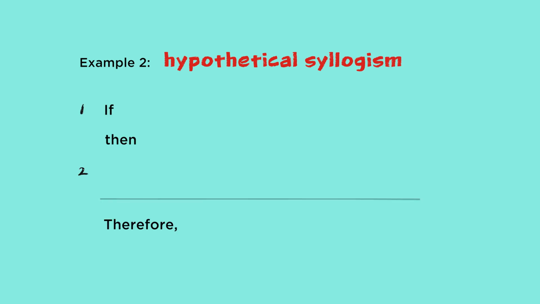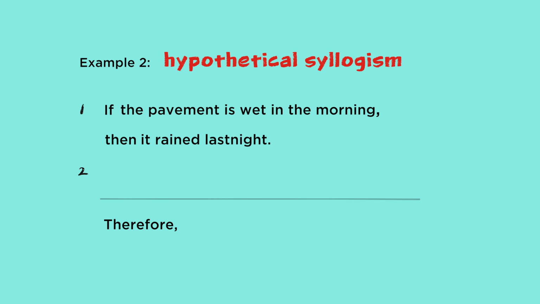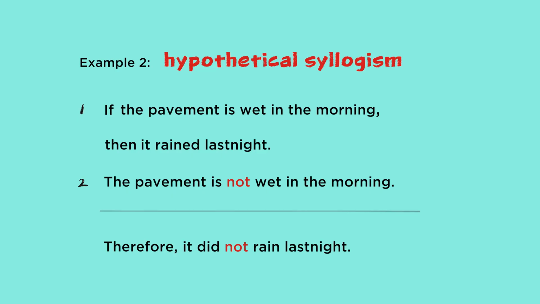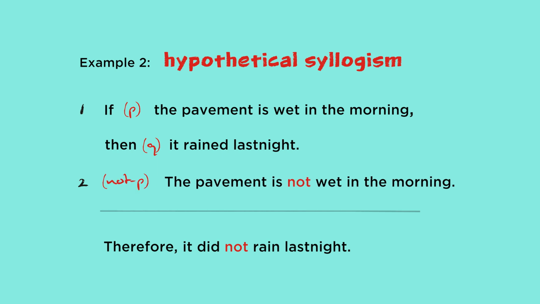For instance, let's take a look at a hypothetical syllogism that people often use in order to explain this type of deductive argument. Starting with this premise: if the pavement is wet in the morning, then it rained last night. The pavement is not wet this morning, therefore it didn't rain last night. Now, is this argument valid or invalid? Well, let's break it down into its consequent and its antecedent. Here we see the word if, so we know that the following proposition is the antecedent. Okay, good. It goes on to say that not P, the pavement is not wet this morning, and therefore it didn't rain last night. If not P, therefore not Q.